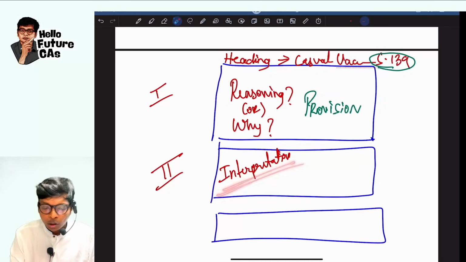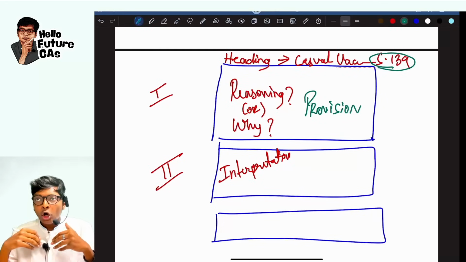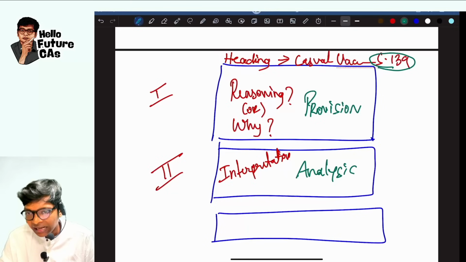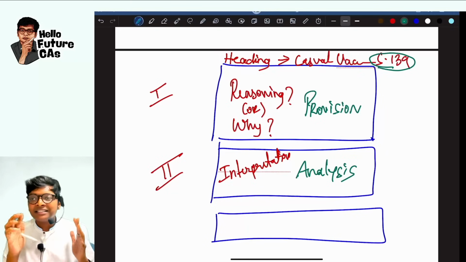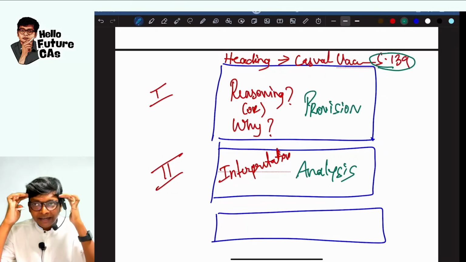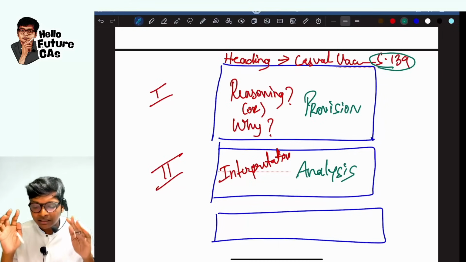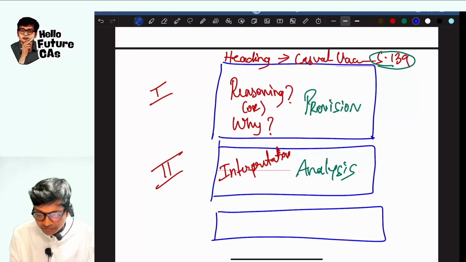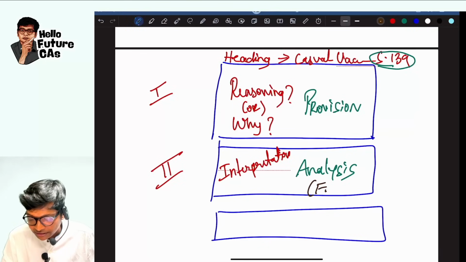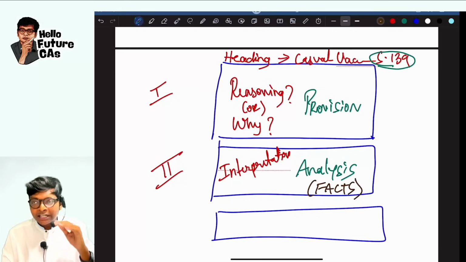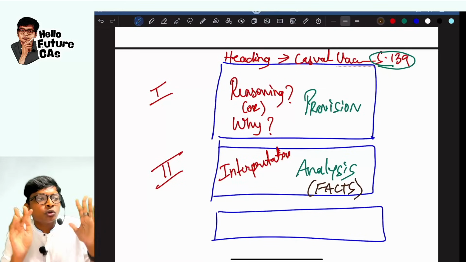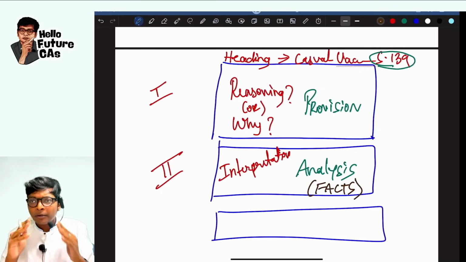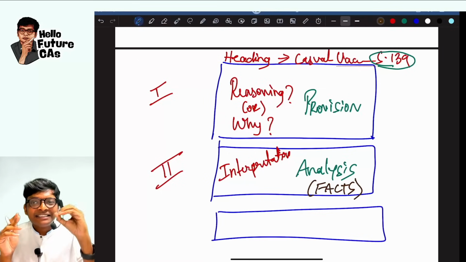Now the interpretation. What will be my interpretation in this question, or in terms in which you know, we call it analysis. What is the analysis? What you are thinking in your mind to come to a conclusion, write that. In analysis is where you should include your facts. Sir, you used to tell to write facts separately. No, gone are those days. Don't write facts separately and waste your time, because facts carries 0 marks.